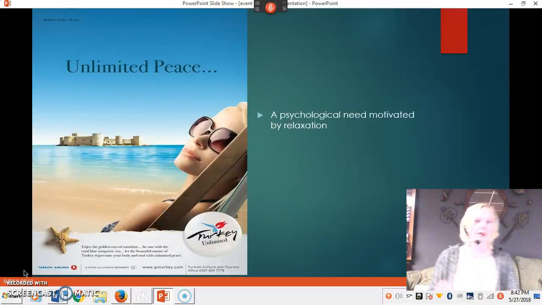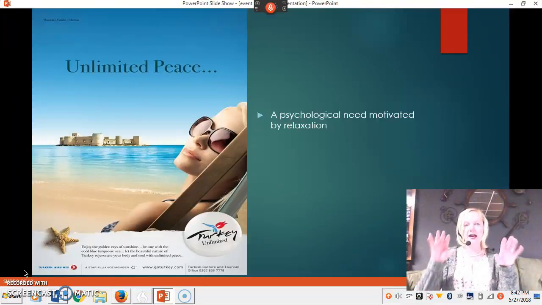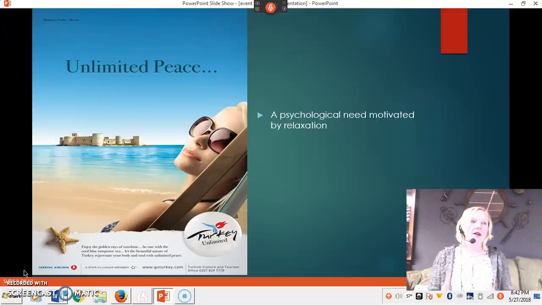Same with this one, it also has that bright, appealing to the eye look, your eyes are drawn to it. What I did was, when I was Googling images, I'd close my eyes and scroll down, and when I'd open them, I'd see which ones stood out to me and which ones didn't. Then I wanted to see why they stood out, and I think it's that bright blue in that one. And then just unlimited peace. So again, it's stating that need, that psychological need motivated by relaxation.